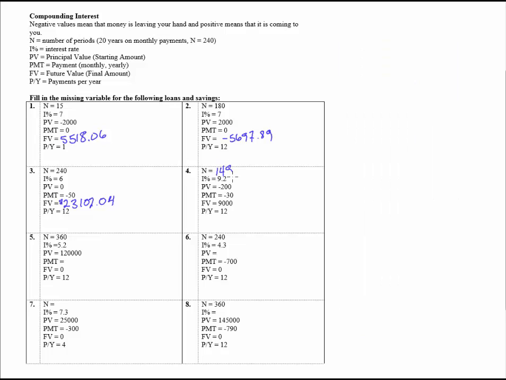So 149.8 months, which is just over 12 years, is how you'd be able to make $9,000.